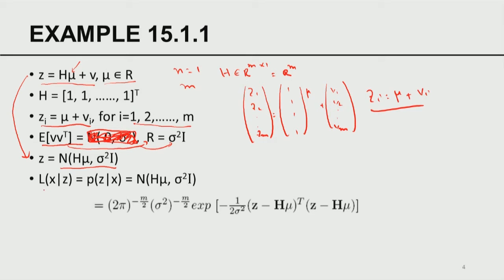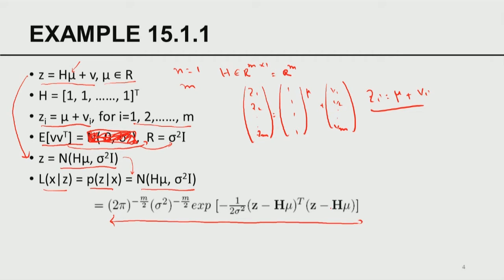So the likelihood function is given by this. So I know the functional form. The functional form of the likelihood function is normal with h mu as the mean, sigma square I as the variance. This is the explicit form of the function. Please understand the variable to be estimated is not x, we call it mu because it is an unknown constant. So this is a multivariate Gaussian distribution.